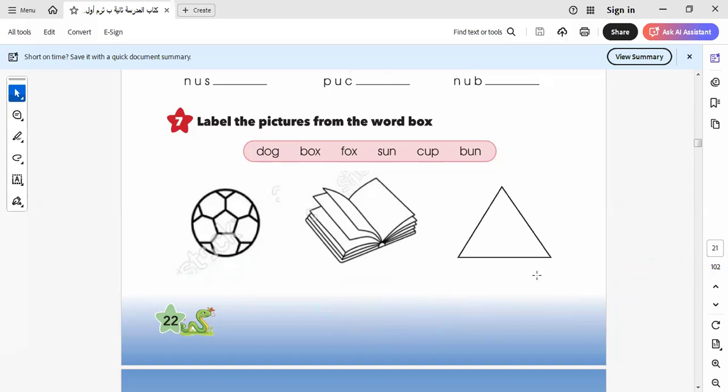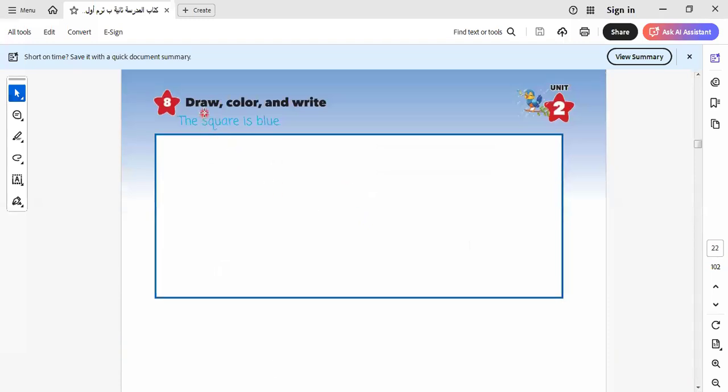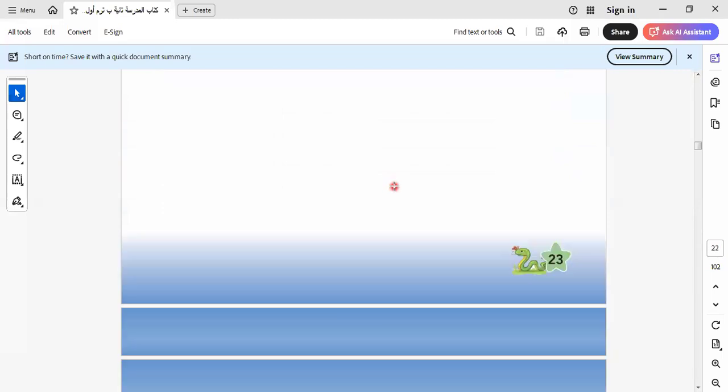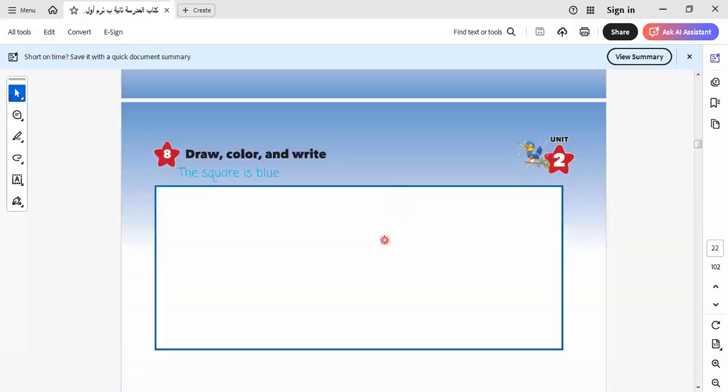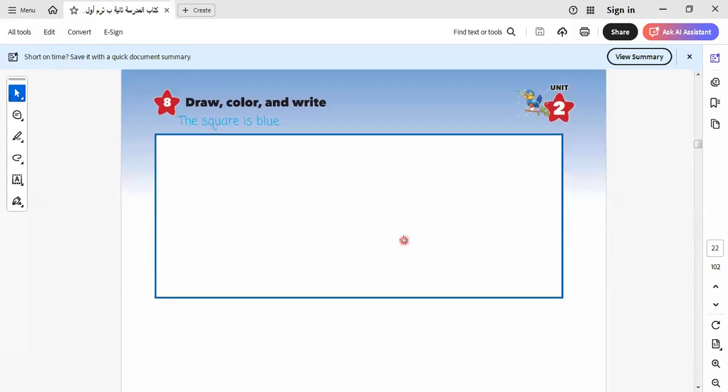Let's go to another item here. In this part we say draw, color, and write. Here is the square. Here we will draw a square. I think now we know the shape of the square, and we color it blue.